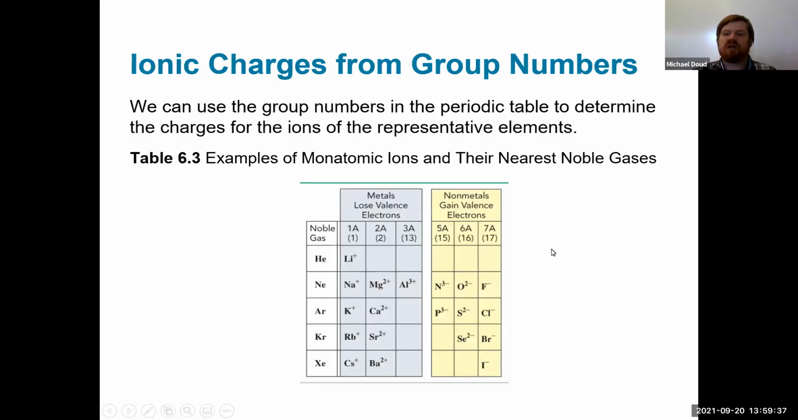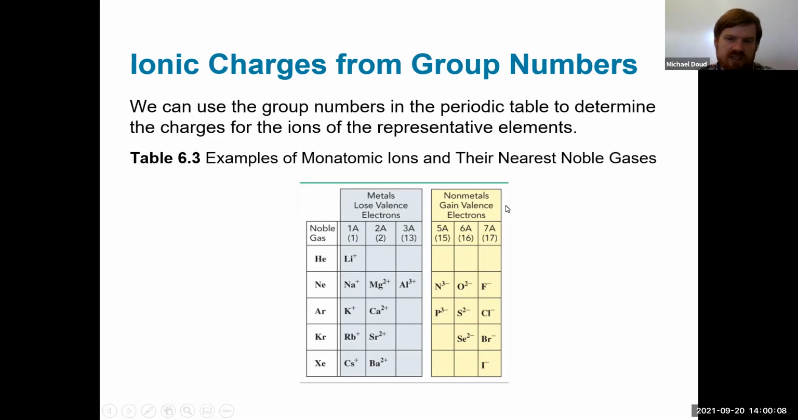And this is how it looks on the periodic table. This is one reason that we focus so much on the representative elements, is because we can see the patterns with the ions that they form really clearly when we look at the periodic table. So note group 1A always forms a +1 ion. Group 2A always forms a +2 ion, and group 3A forms a +3 ion. Group 5A always forms a -3 ion. Group 6A elements form a -2 ion, and group 7A always form a -1.